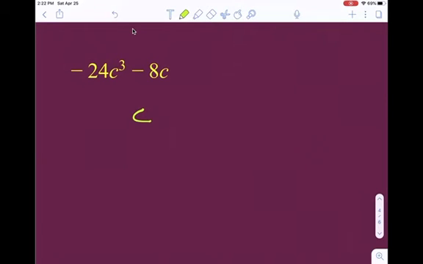And then it looks like I can pull an 8 out of both of these. And you know what? I don't like that there's these negatives and everything, so I'm going to pull a negative 8 out. And you're going to see how this kind of neatly cleans up. So negative 8c I'm pulling out of both. All right, so what do I multiply by negative 8 to get negative 24? 3. And then it looks like I need 2 more c's.